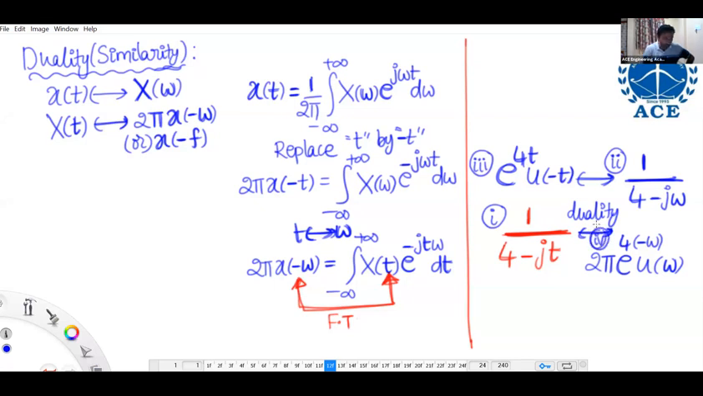Don't write them out of sequence. From here we have gone here, from here to here, that way. From 1 by a minus jt we have taken the spectrum, then the time domain signal, finally duality. Okay. Good. Most of you answered very well.